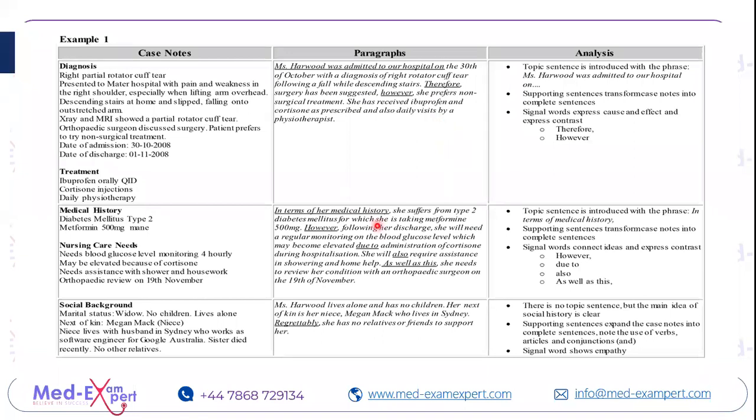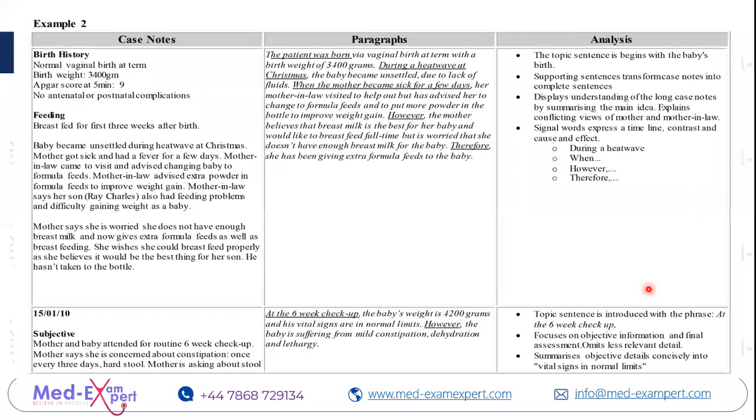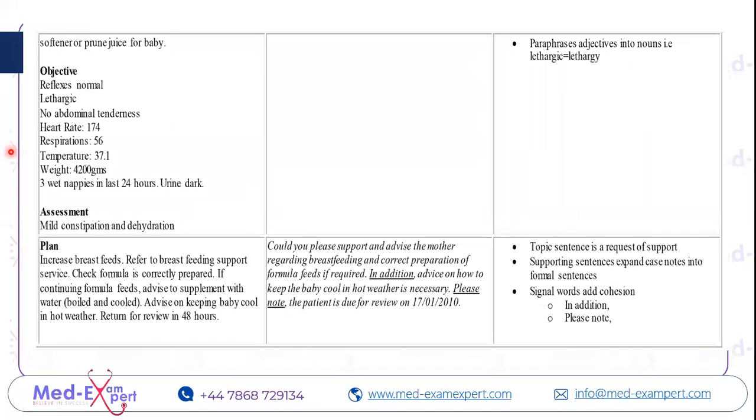As well as this, she needs to review her condition with an orthopedic surgeon on 19th of November. Lives alone, has no children. Next of kin, this is just how to form the statement, but this information is not important. This is irrelevant information. Okay, this is the second example. So it's almost the same as the first one. So here, this is the conclusion part.